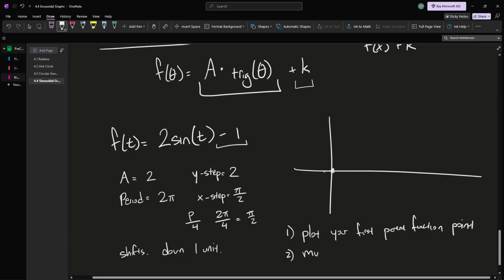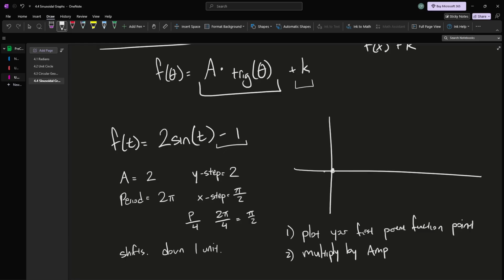Then we want to multiply by amplitude. My amplitude is 2. I multiply this by 2. And it's still at 0. I multiply my y value by amplitude. So it just still stays at 0. That seems redundant, but that is important for cosine. And I say multiply so that you're not adding or subtracting and actually accidentally moving it. Amplitude for the first point is useless for sine, but is important for cosine.